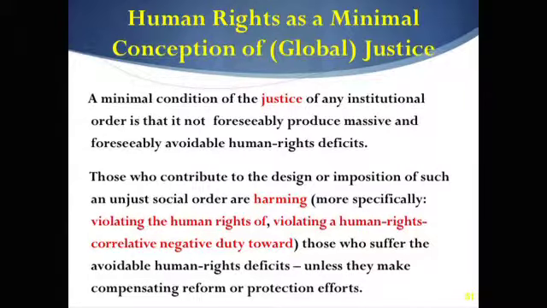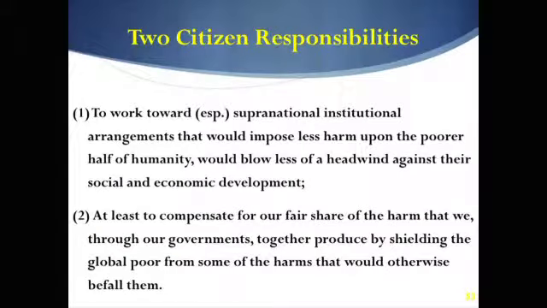So maybe I can go over this quickly and conclude with two citizen responsibilities, namely that insofar as we play a role through our country in designing rules that are human rights violating, we have two responsibilities. One is to work toward reforms, and the other is to compensate for our fair share of the harm that we together do through our government in shaping these supranational institutions.